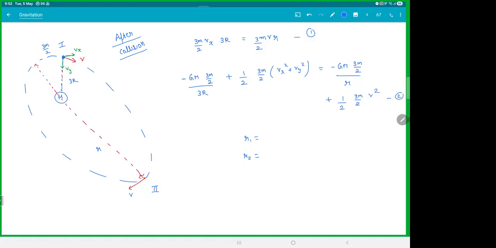All clear with this? Any doubts on this? So, satellite collision. So you can play around like this. Clear? Let's see one more.